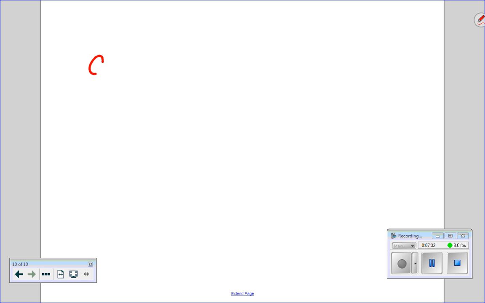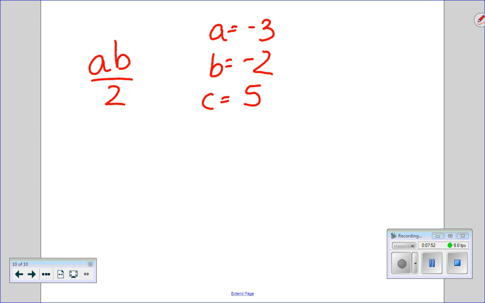Let's do AB divided by 2. A is going to be -3, and B is going to be -2. Actually, I'm going to put a C up there also. C is going to be a 5. We don't have C in there this time. Okay, so what am I going to substitute? Yep, go ahead. A is going to be -3, and what's B going to be? -2. And what does that mean when they're together? It means multiply them together. So -3 times -2 divided by 2.